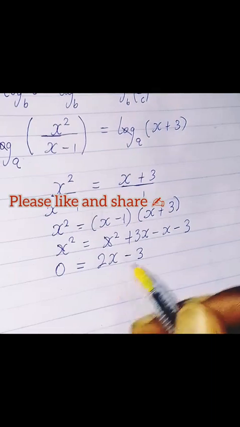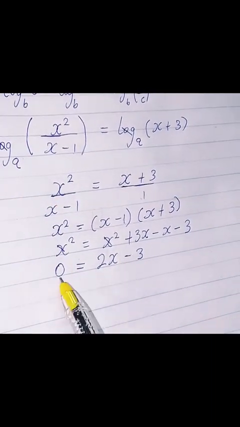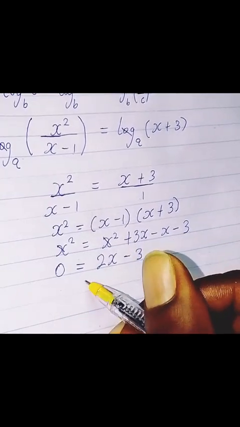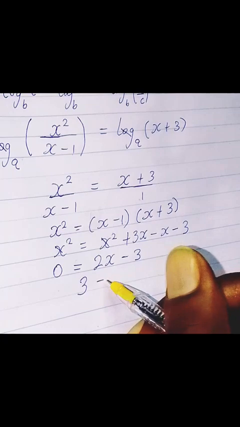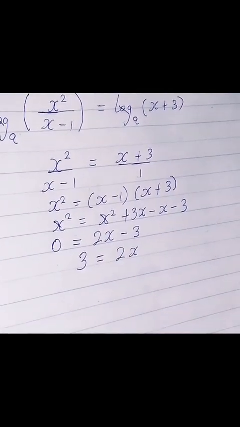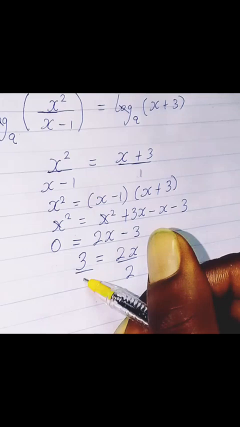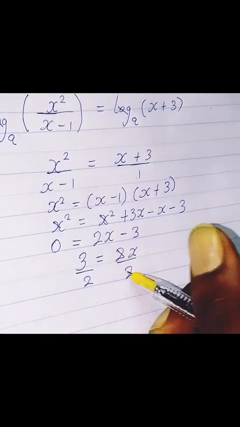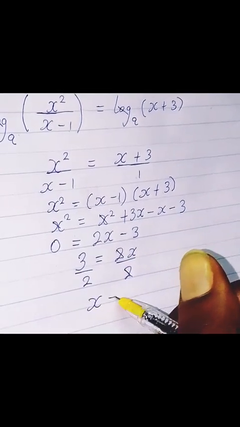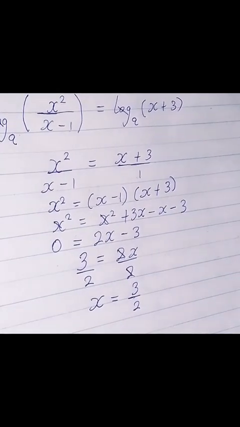All right, so now we continue. We want to solve for x, so we can take this 3 to the other side. Minus 3 going to the other side becomes plus 3, equal to 2x. Then from this part, what do we do next? We divide both sides by 2. Now 2 takes care of 2 here. We are left with x equal to 3 over 2. So the answer is 3 over 2.